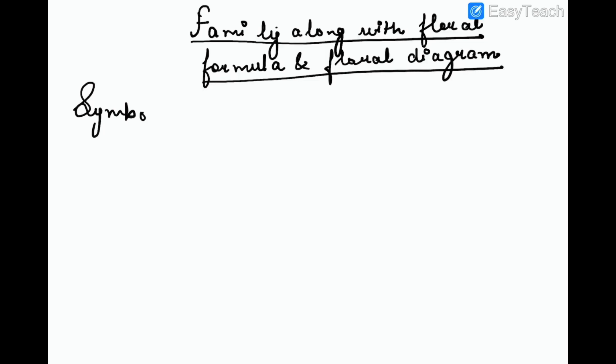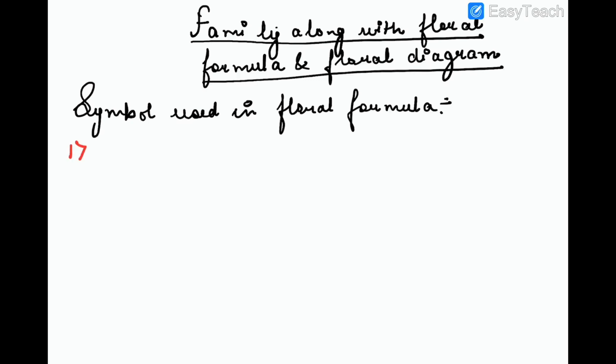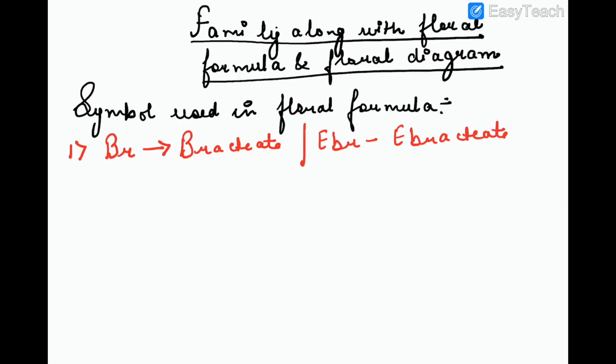Symbols used in floral formula. Bract is a small leaf-like structure which is present near the stalk of the flower. If the flower has a bract, we call it bracteate and it is written as BR. And if the flower does not have a bract, it means it is ebracteate and it is written as EBR.